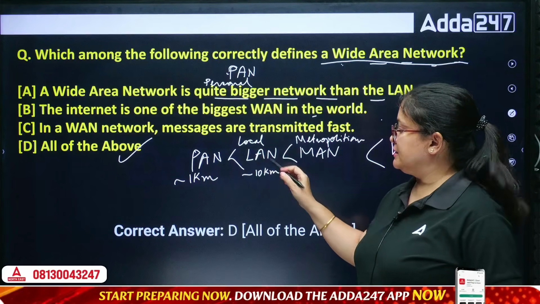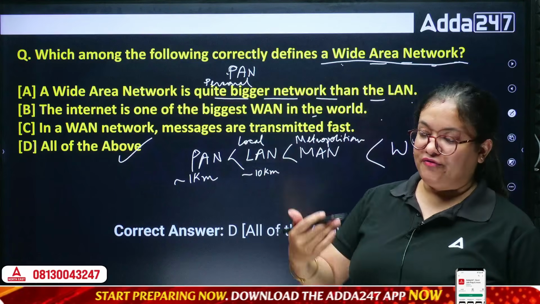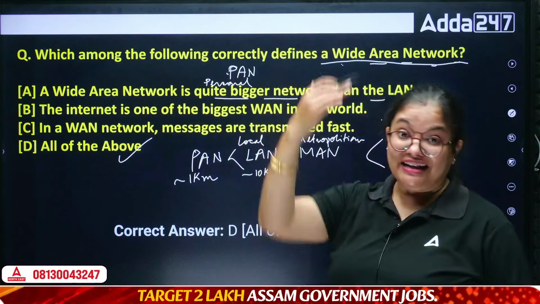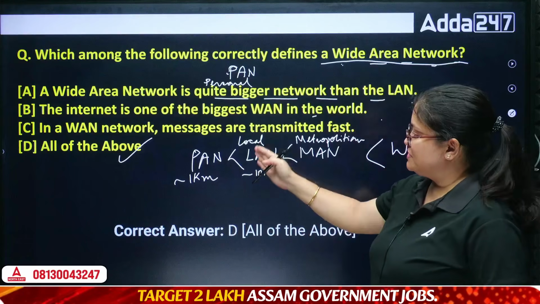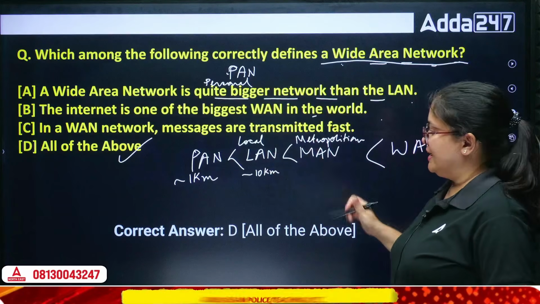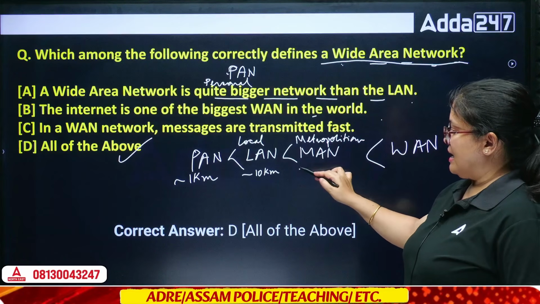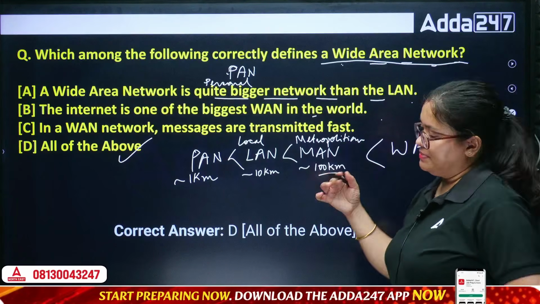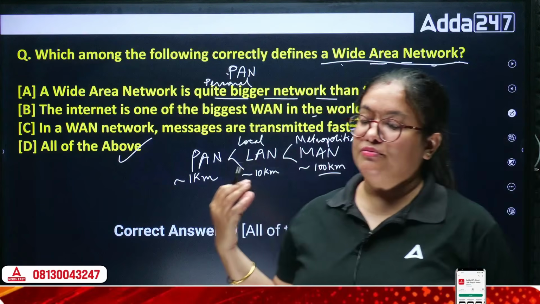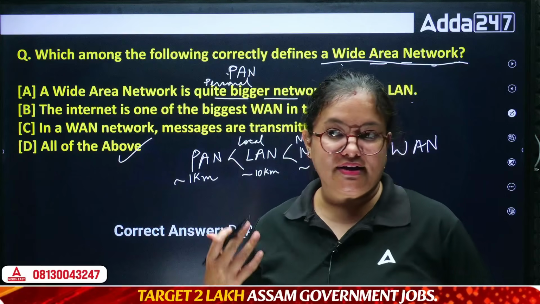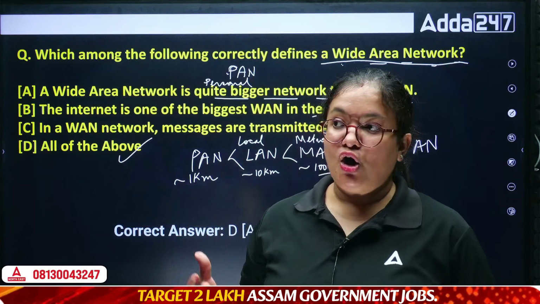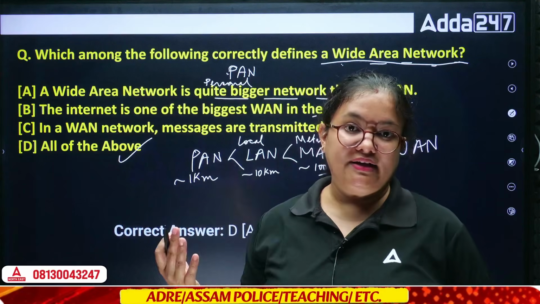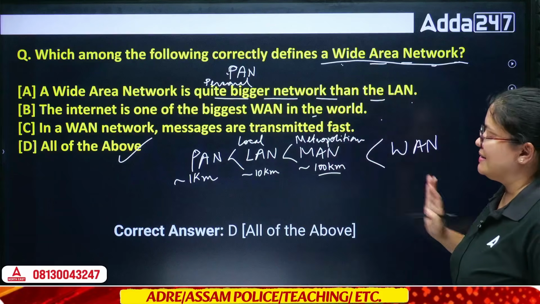I am using Wi-Fi in an office which has 10 floors. So that will be the example of a LAN connection or local area. And whenever we say MAN, the range is around 100 kilometer. Think of a place where I am using a free internet connection in a university or in a local area. So that will be the example of a MAN connection.